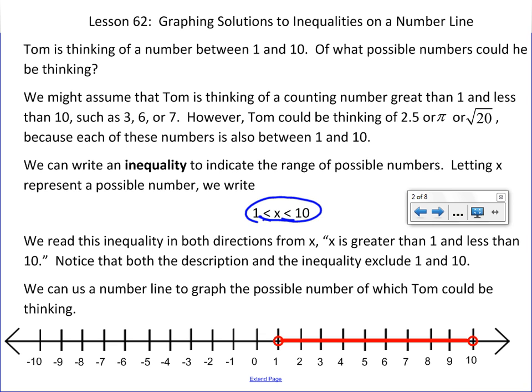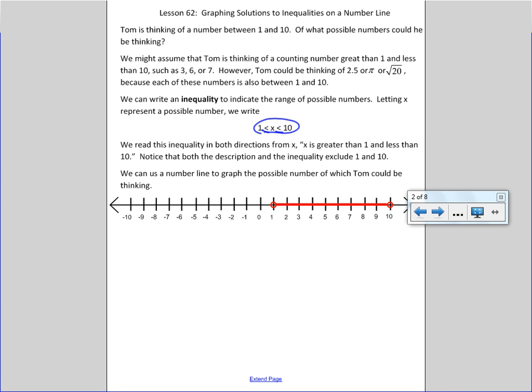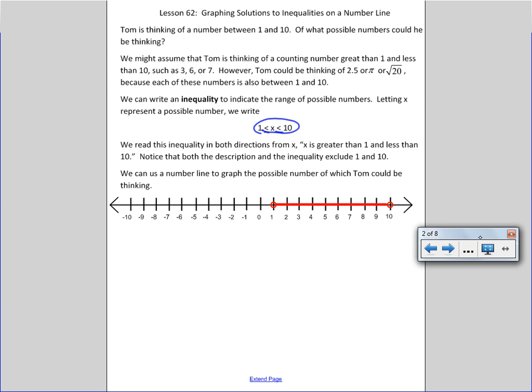So on the number line, I've listed the integers between -10 and 10, and then we have open circles here at 1 and 10. Those open circles mean that we do not include that number. We don't include that number because there's no equal to with the inequality.